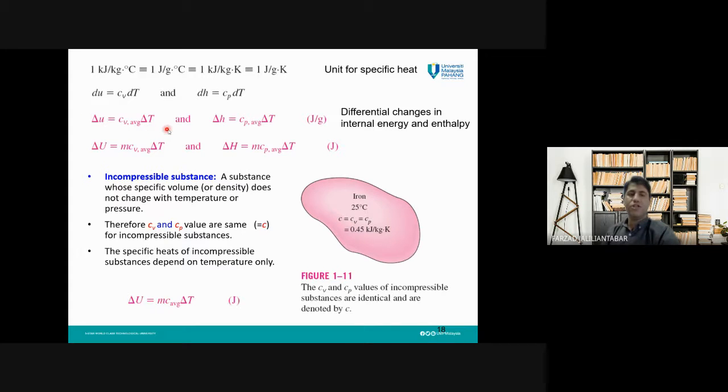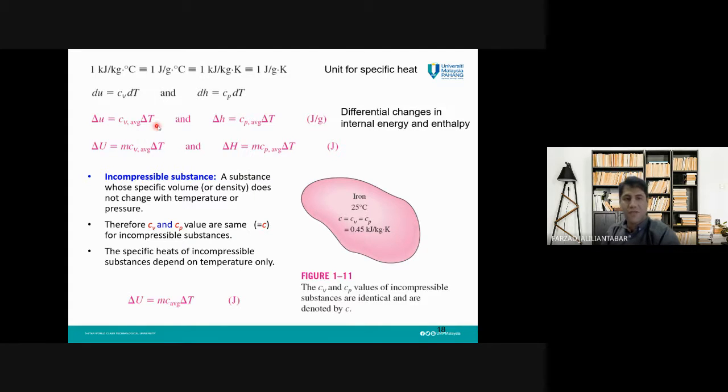To use this equation, we need to have Cv average and Cp average, for example. But how can you find Cv average and Cp average? Cv and Cp for a gas or a substance depend on the temperature of the substance. Then we have thermodynamic tables. For example, for 10 degrees Celsius, how much is Cv for air? You need to refer to the table, okay?